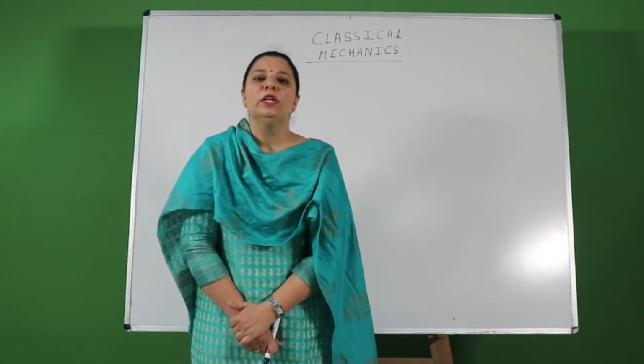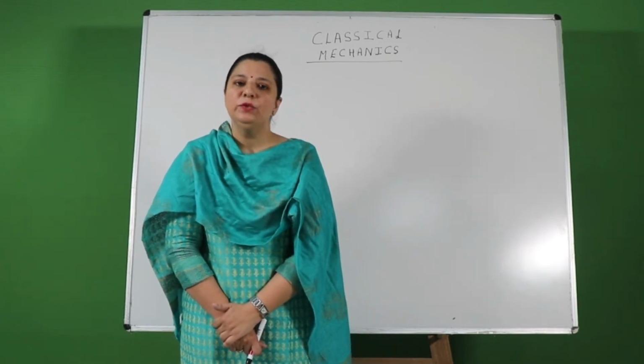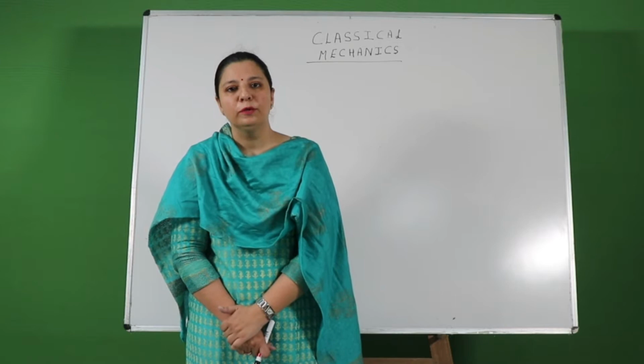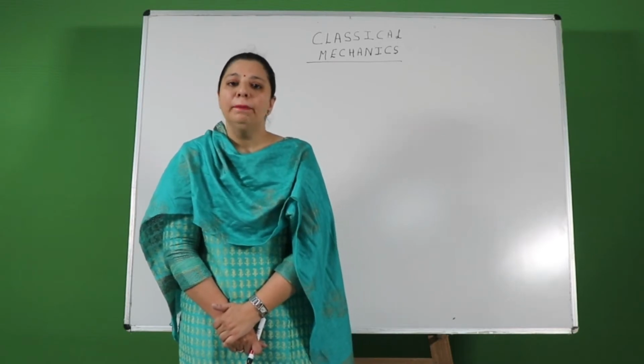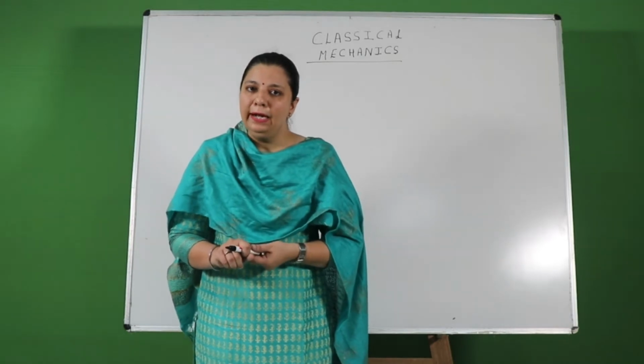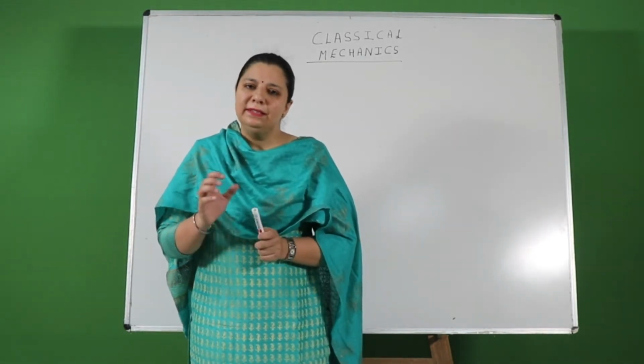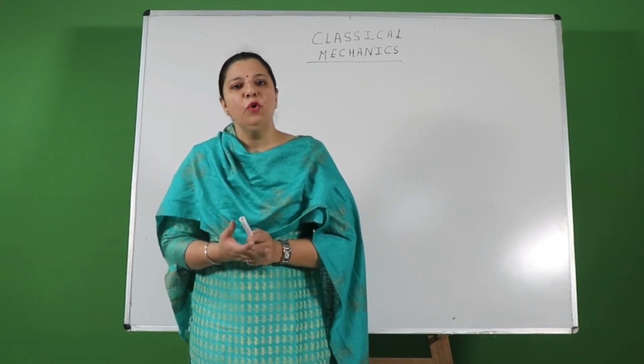So first of all, what is classical mechanics? It is that branch of physics which deals with the study of motion of macroscopic particles. Now what are macroscopic particles? The particles which are visible to the naked eye are called macroscopic particles. Fine. So it's just a recall of the things which you already know.